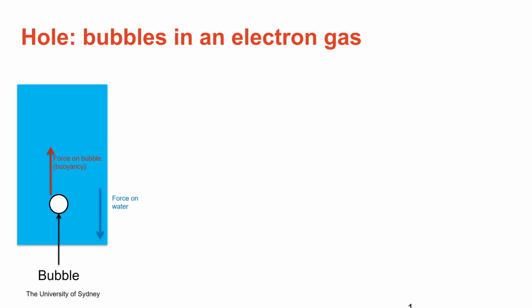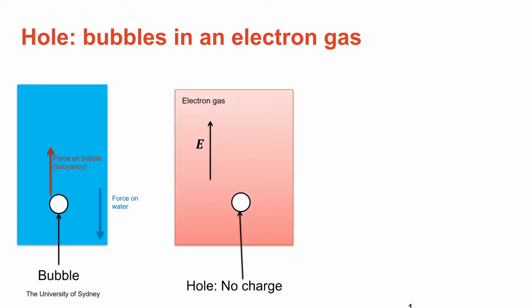In the electron gas, if there's a missing electron and you apply an electric field upward, the electrons will be pushed down, and so the hole in this electron gas will travel up. It's a bit like buoyancy again. So there's an upward force on the hole. That's an electrically neutral region of space being pushed in the direction of the electric field.